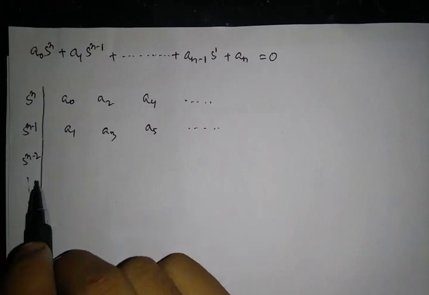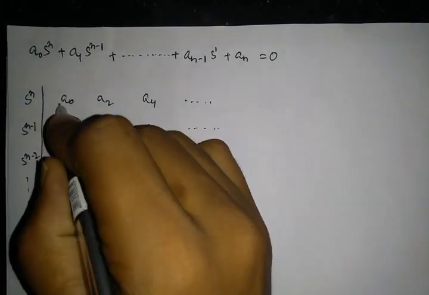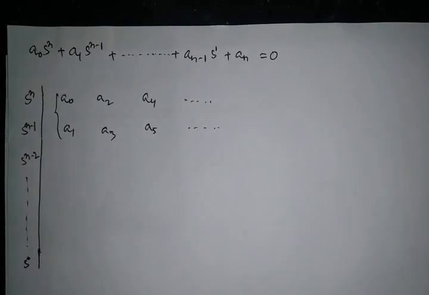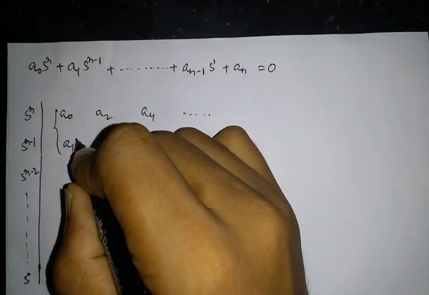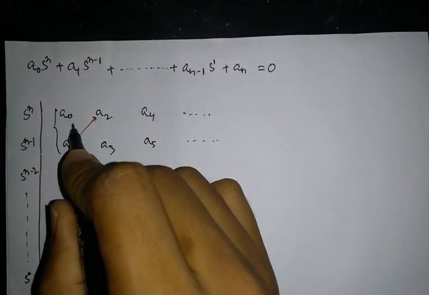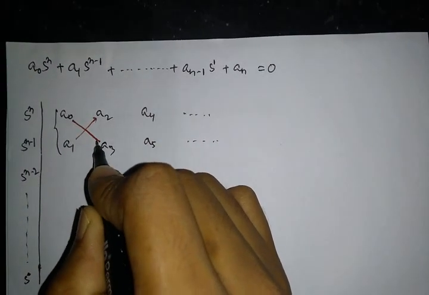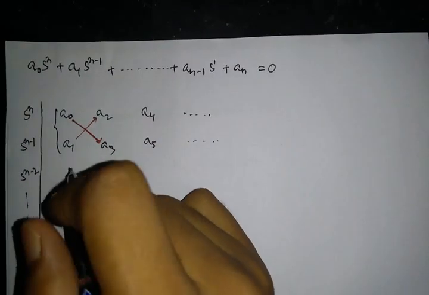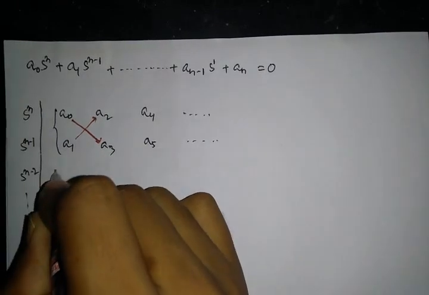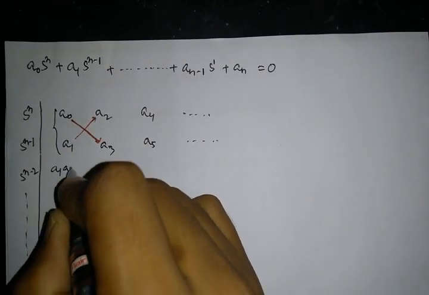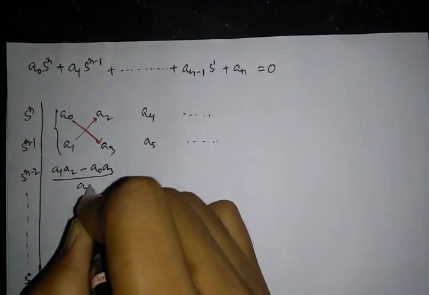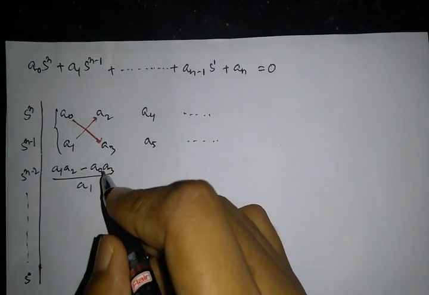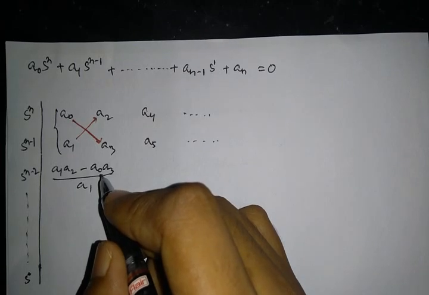So now I take this pair, take up this coefficient a1 and multiply with a2, a0 with a3, and write the coefficient here as a1 a2 minus a0 a3 divided by a1. This is the first coefficient of the row s to the power n minus 2.